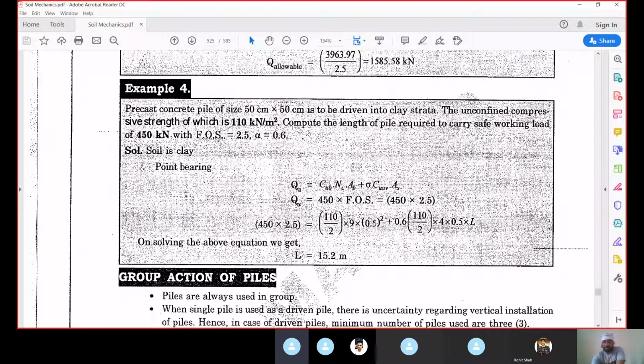Then we have this part also. This is the surface area, 4 into 0.5, the perimeter multiplied by the length.